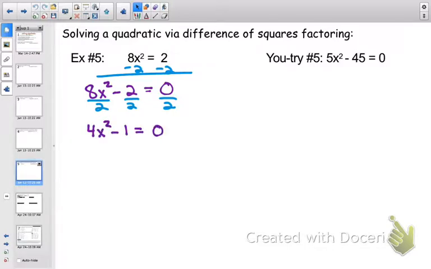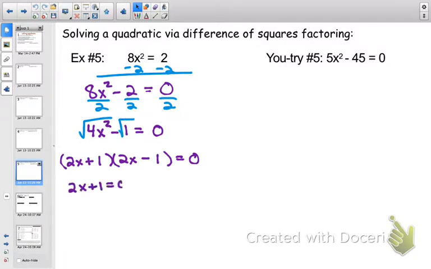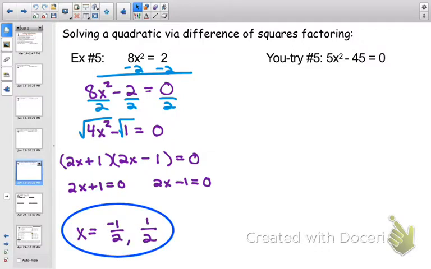Then I'm left with difference of squares. 4x squared is a perfect square, 1 is a perfect square, separated by a subtraction sign, so we can go right to our double bubble and take some square roots. The square root of 4x squared is 2x, opposite signs, and the square root of 1 is 1. Set each of those equal to 0 and solve. We get negative 1/2 and positive 1/2. So go ahead and do that U-try, and don't forget to take the GCF out first.